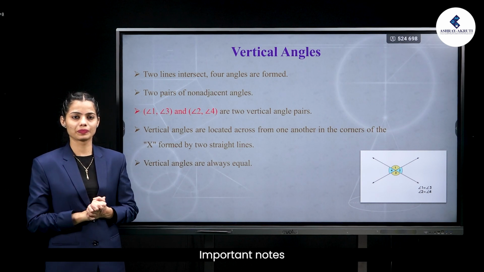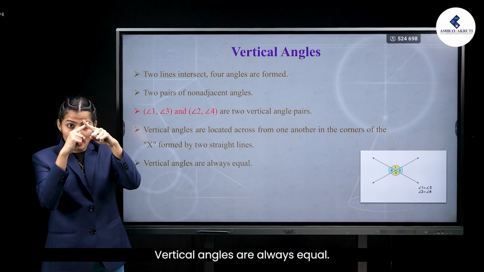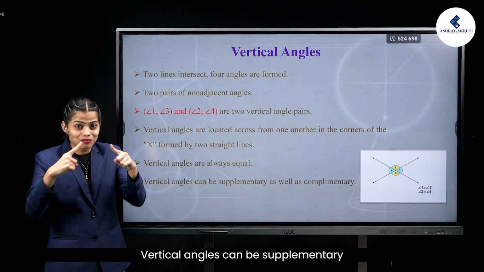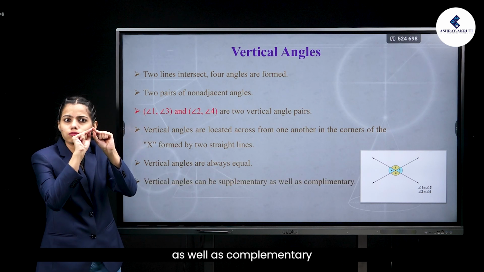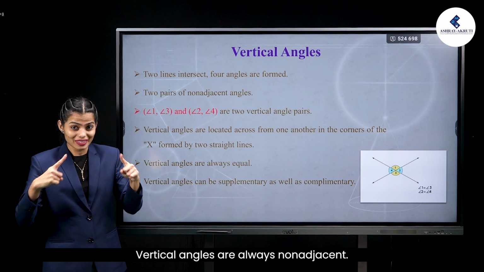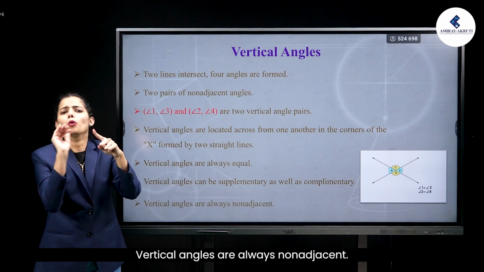Important notes: vertical angles are always equal. Vertical angles can be supplementary as well as complementary. Vertical angles are always non-adjacent.